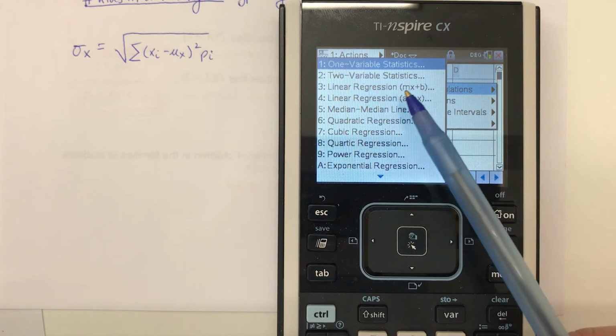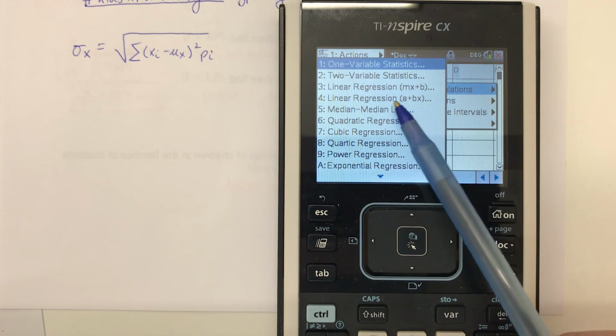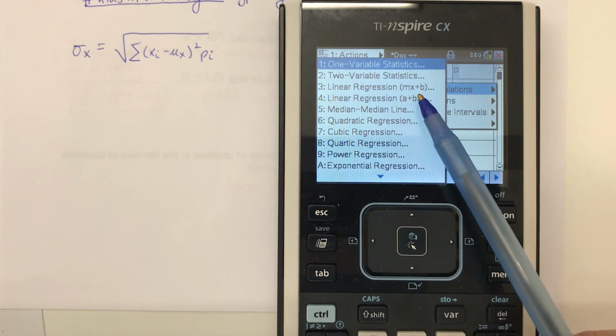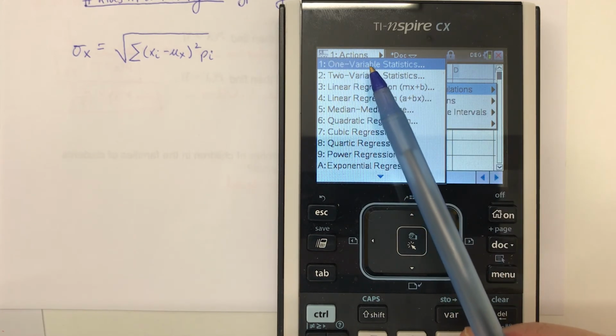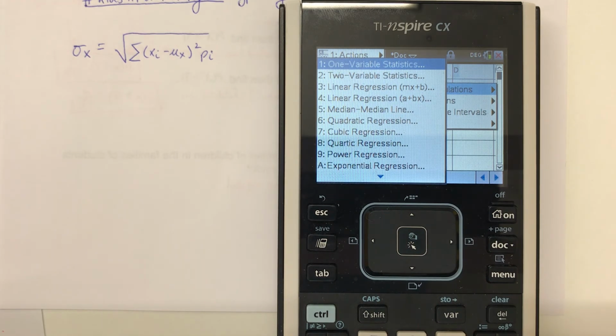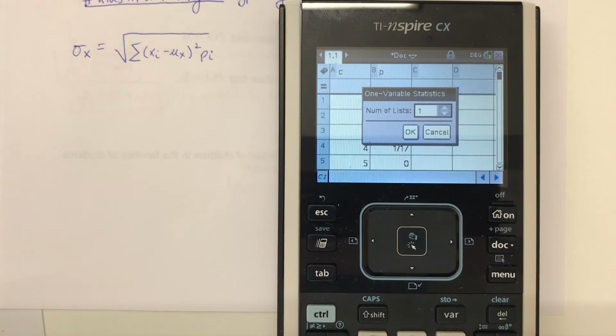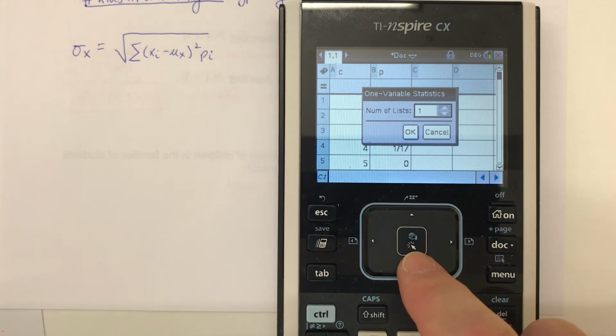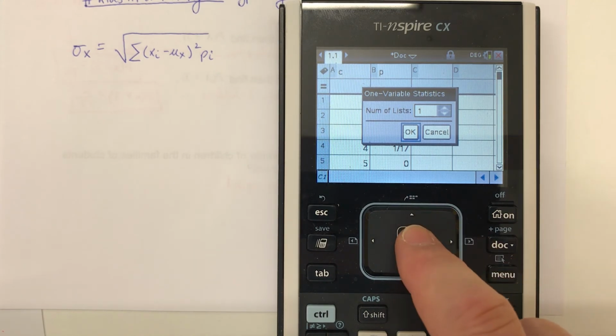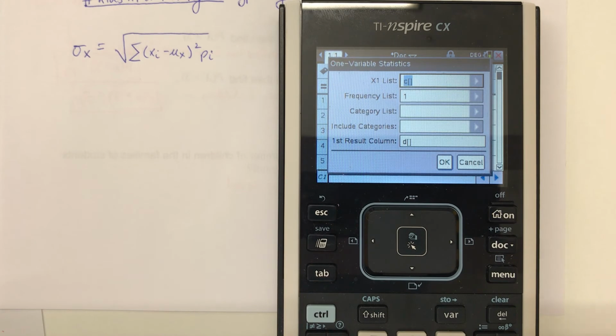Now we were doing linear regression. That was the a plus bx there, or the mx plus b. This is only one variable. And you might be saying, but wait a minute, we just put in 2 lists. We did, but that second list was not really the data, it was the probability of that data occurring. So the number of lists is still 1 when I type this.